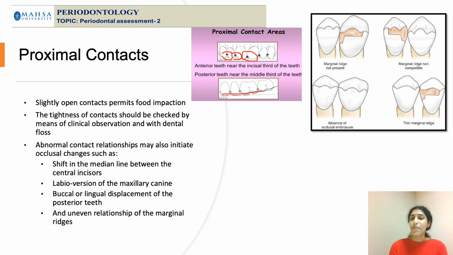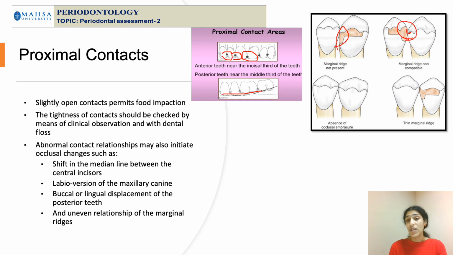As you can see in the picture on the upper right, a proximal restoration has been done, but unfortunately there is no marginal ridge. The absence of the marginal ridge in such a situation usually causes food lodgement here. Food gets nicely impacted into the periodontium, into the gingival tissues there. Here the marginal ridge is present, but it is not compatible; it is very uneven. This ridge is at a higher level compared to the other ridge. So this is uneven marginal ridges.